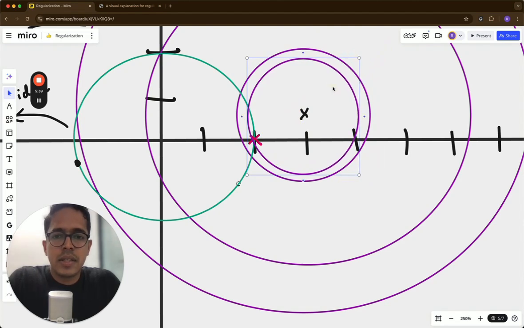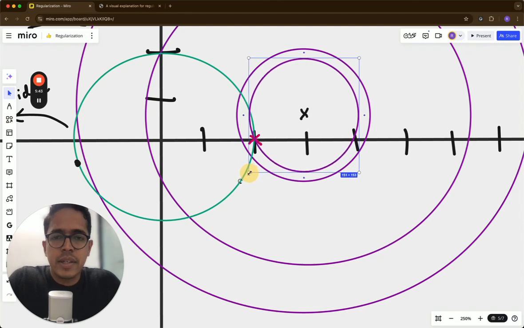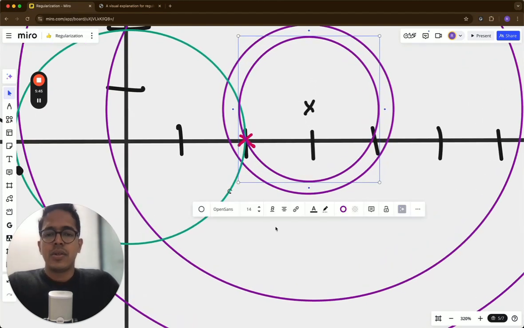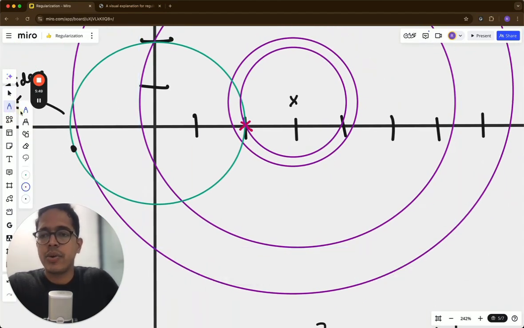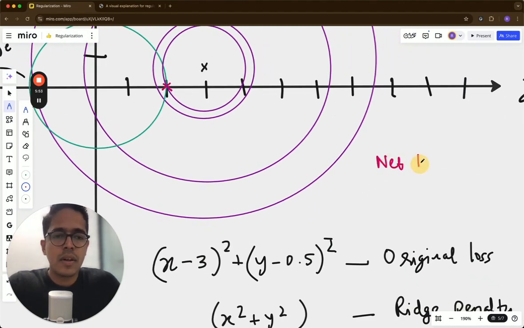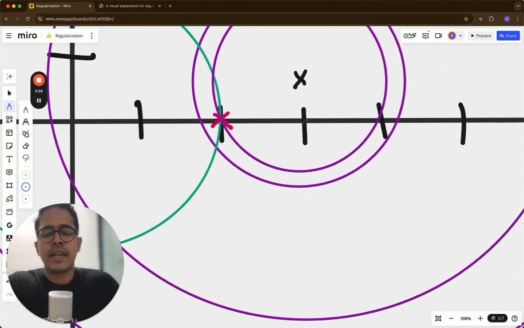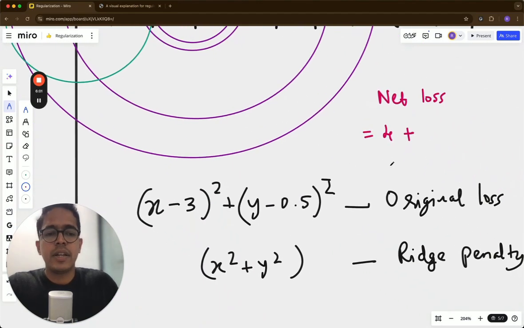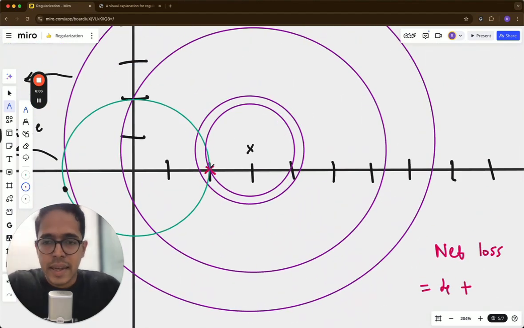So now this is a circle which passes exactly through that point. This circle has some loss. So now the net loss is the loss due to the ridge penalty, which is 4, plus whatever is the loss due to this concentric circle, and that will be (x - 0.3)^2 + (y - 0.5)^2 for this x, y pair.